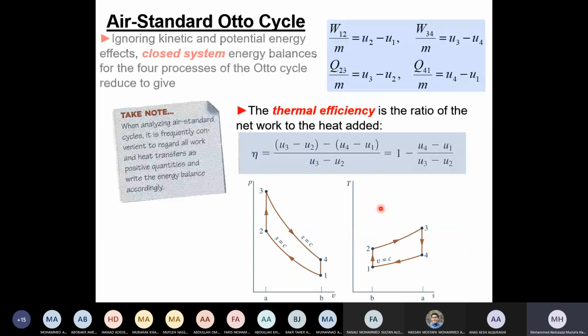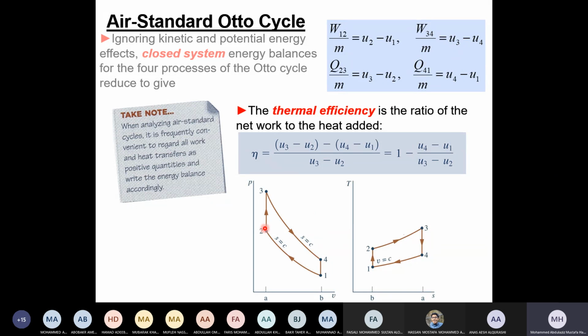Then we went here with the analysis. So this is your second thing that you should know, how to analyze that, because this is a system here. So we say here W12 is isentropic, so Q is 0, so it remains as U2 minus U1. Remember, we are using U here because this is a closed system. Then 3 to 4, this is the expansion. The work expansion is also isentropic, so there is no heat, so U3 minus U4.